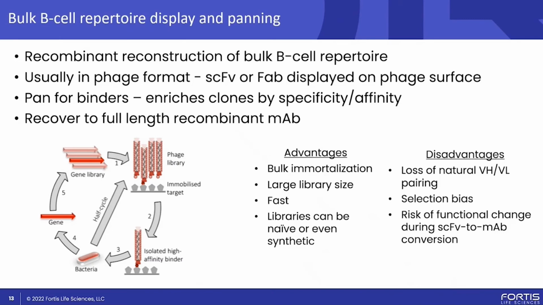So you pan the phage on antigen, and you can adjust the stringency of the panning to get different levels of affinity or specificity. And then once you have a set of phage enriched through that process, then you would recover the full-length recombinant antibody.